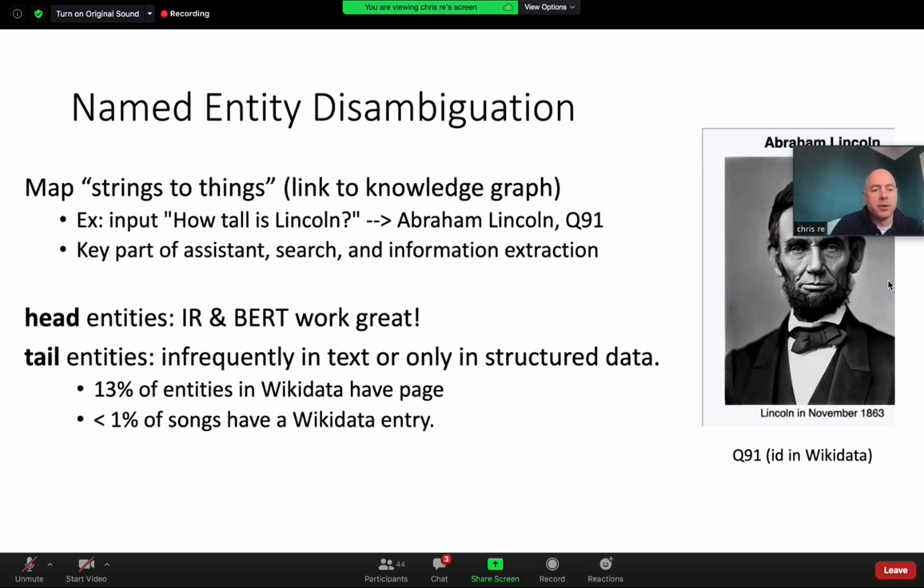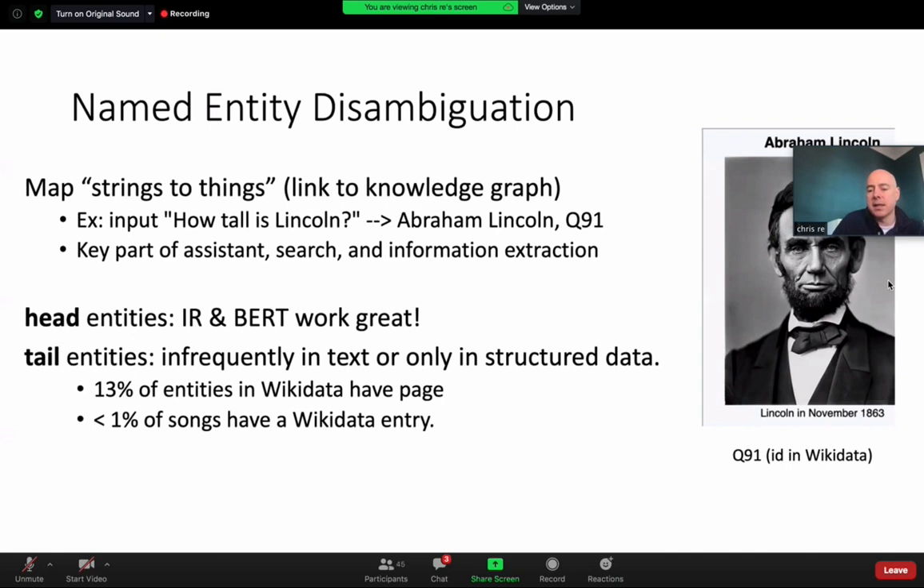Information retrieval and BERT work phenomenally well for a lot of these kinds of problems. On things that are in the head, that are very frequent, where you see them all the time, those tools are amazing. And very simple modifications of them get you really, as I'll show you, high quality, which is exciting. What I started to get interested in is what I was talking about as tail entities.